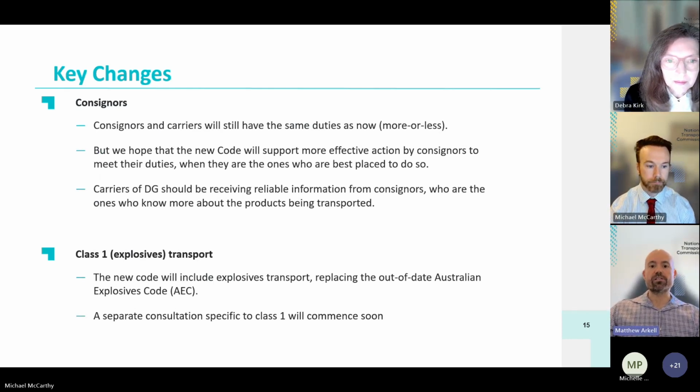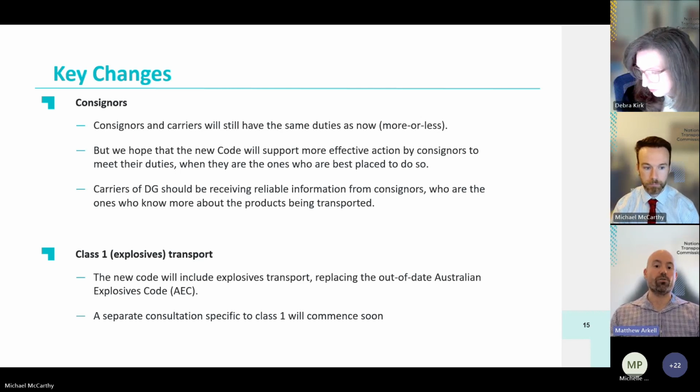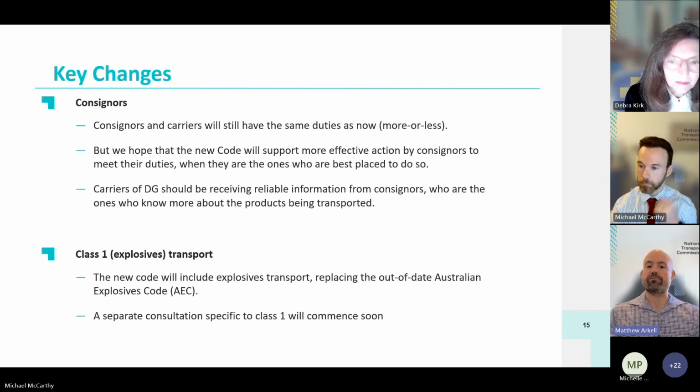Some other key changes. So consigners and carriers have much the same duties as they do now. Consigners are essentially the owners of dangerous goods, is probably one way to look at them. And our experience in the past has been that sometimes consigners prefer to leave the job of compliance to the transport companies. And that's not ideal. They're the owners of the chemicals. They are the ones who have the most access to information about it. And so we hope that the new code should be encouraging consigners of dangerous goods to provide reliable information to the transport companies, who can then implement the appropriate transport provisions for those goods. So things like the special provisions that we're including will help to do that.